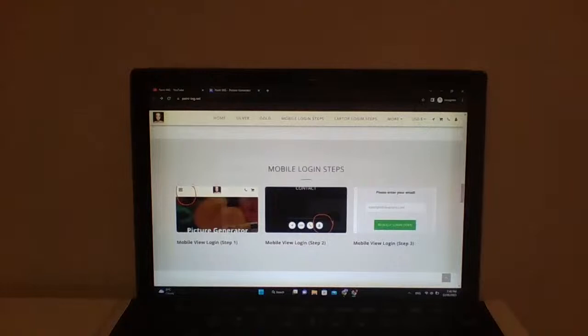Here are the login steps for a mobile phone. The three pictures show the steps to log in. When you open up our app, there are three dashes on the top left corner. When you click onto that and scroll to the bottom, you can see a symbol or little picture of a person. When you click on that, it will direct you to this page, which is the client zone, where you can enter your email address and request a login code.